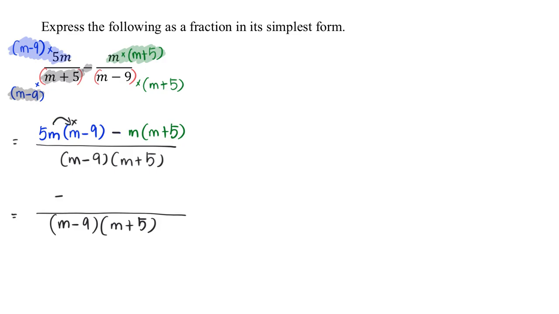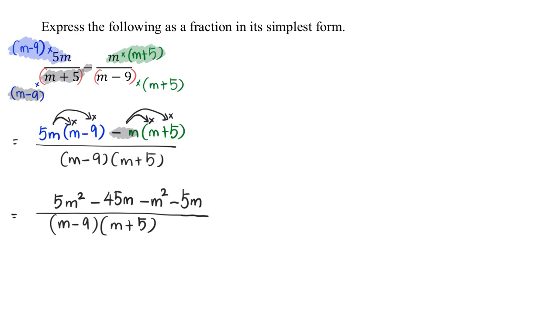5m times m is 5m squared. 5m times negative 9 is negative 45m. This is negative m multiplied by m, negative m squared. Negative m multiplied by 5, negative 5m. Okay, and let's continue to simplify the numerator.